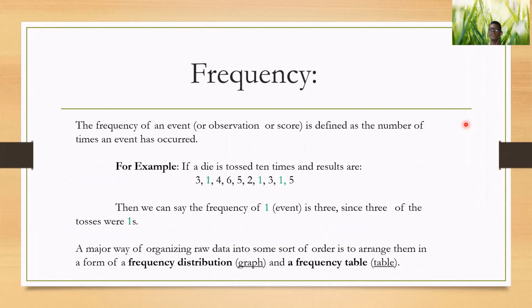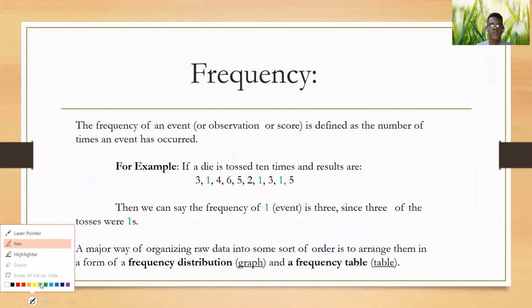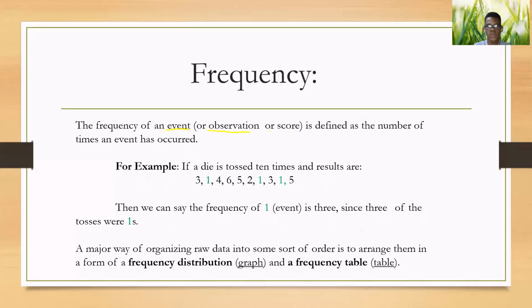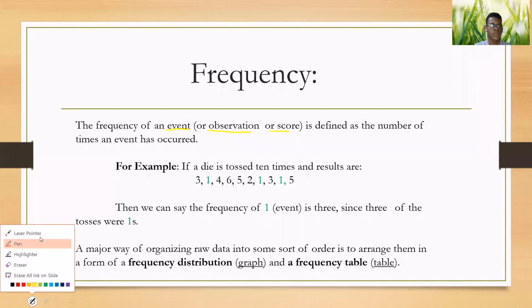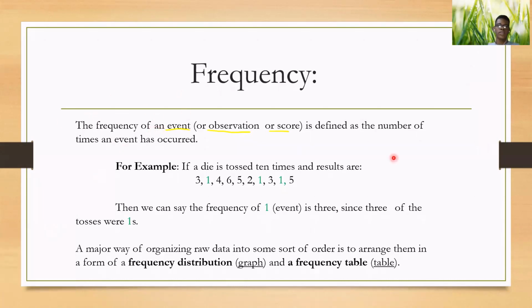So the frequency of an event. When you're talking about frequency, you're talking about the frequency of something, right? Frequency usually doesn't stand alone. We're usually talking about the frequency of something. So the frequency of an event or an observation or score, these are all words that you might see, is defined as the number of times that event has occurred. That event in particular, right? So the frequency of an event is defined as the number of times an event has occurred.